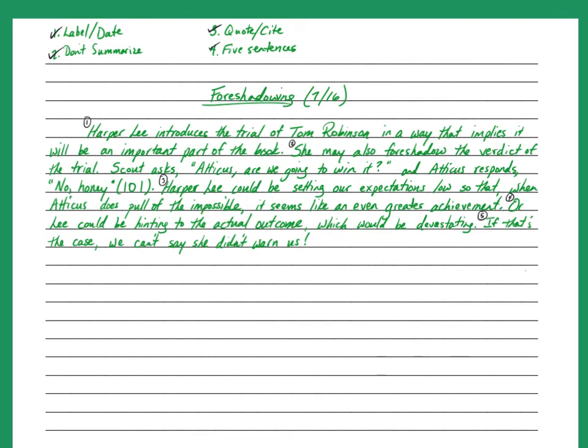She may also foreshadow the verdict of the trial. Scout asks Atticus, are we going to win it? And Atticus responds, no, honey. Harper Lee could be setting our expectations low so that when Atticus does pull off the impossible, it seems like an even greater achievement, or Lee could be hinting to the actual outcome, which would be devastating. If that's the case, we can't say she didn't warn us.